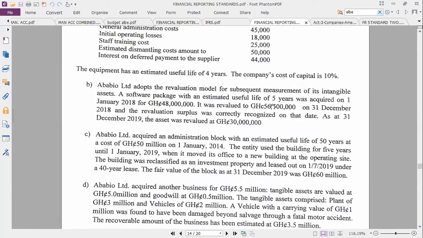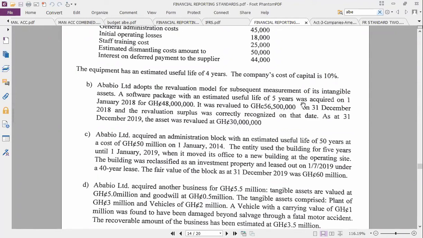So let's look at the B part and see how best we can look at the B part. So first, ABBO Limited adopts the revaluation model for subsequent measurement of its intangible assets. A software package with an estimated useful life of 5 years was acquired on 1st January 2018 for 48 million. It was revalued to this.